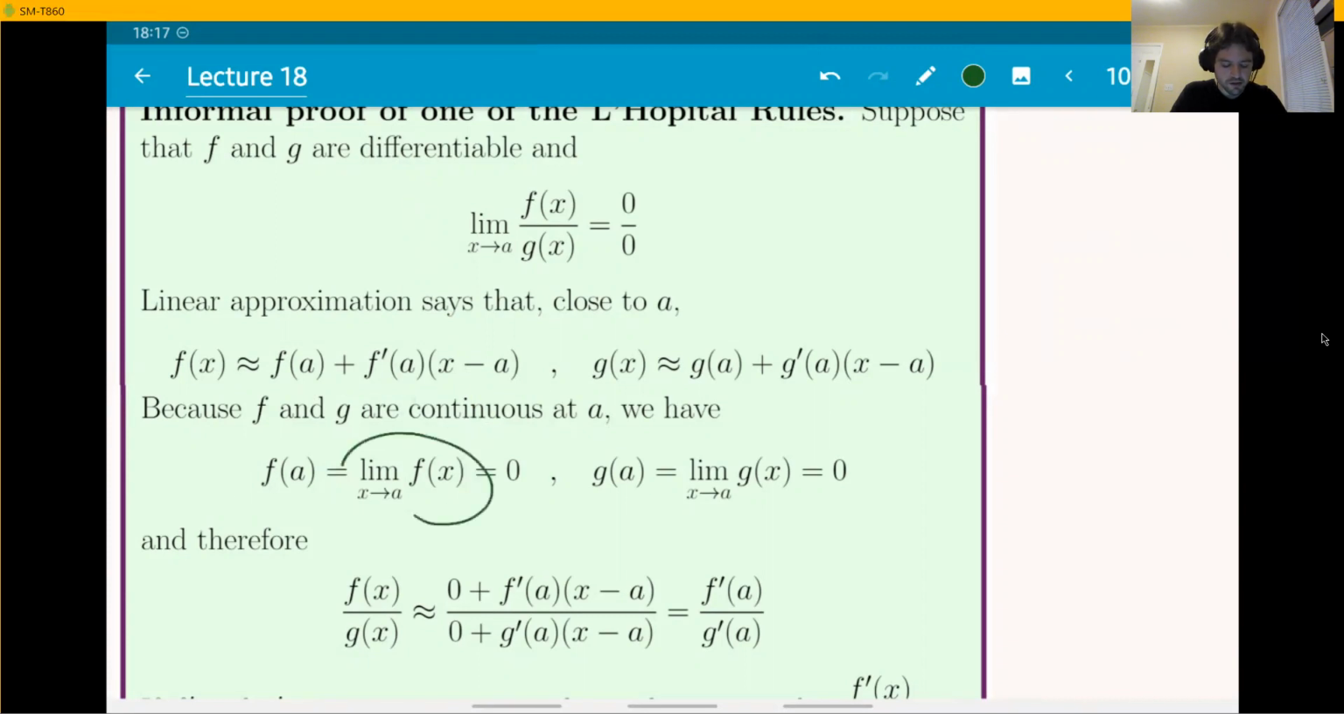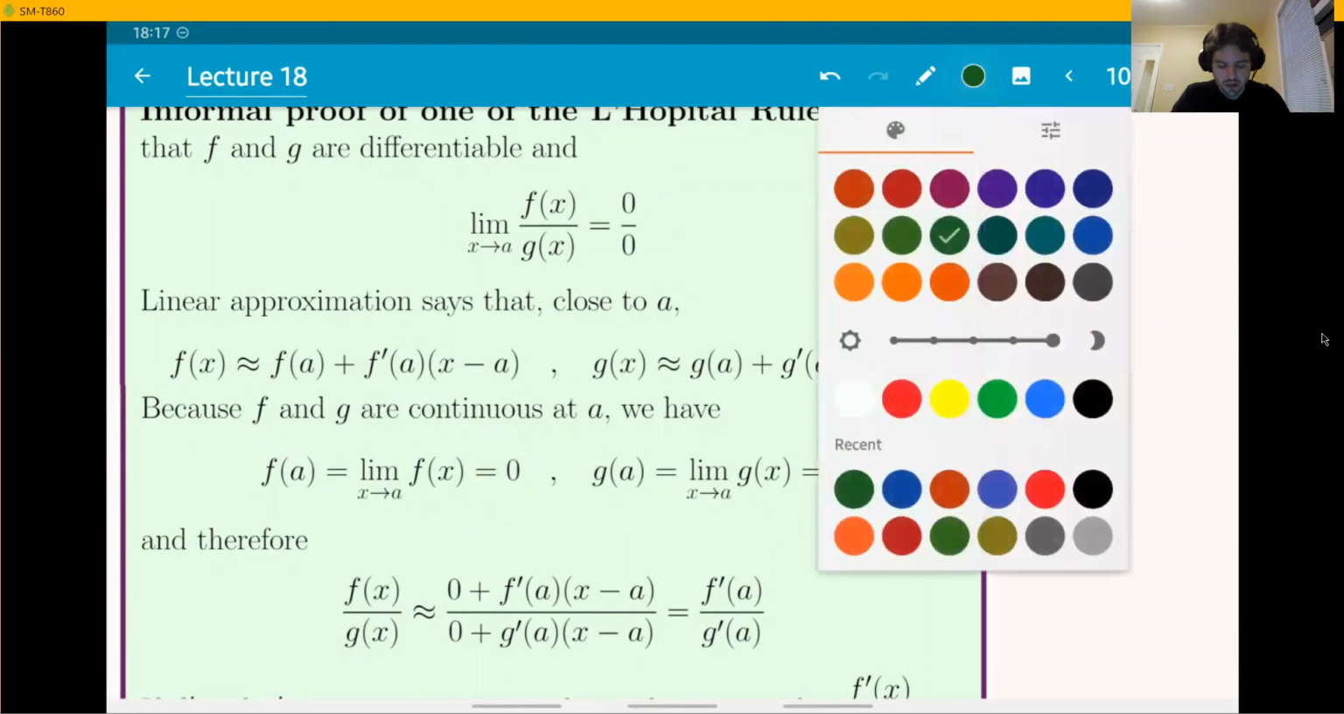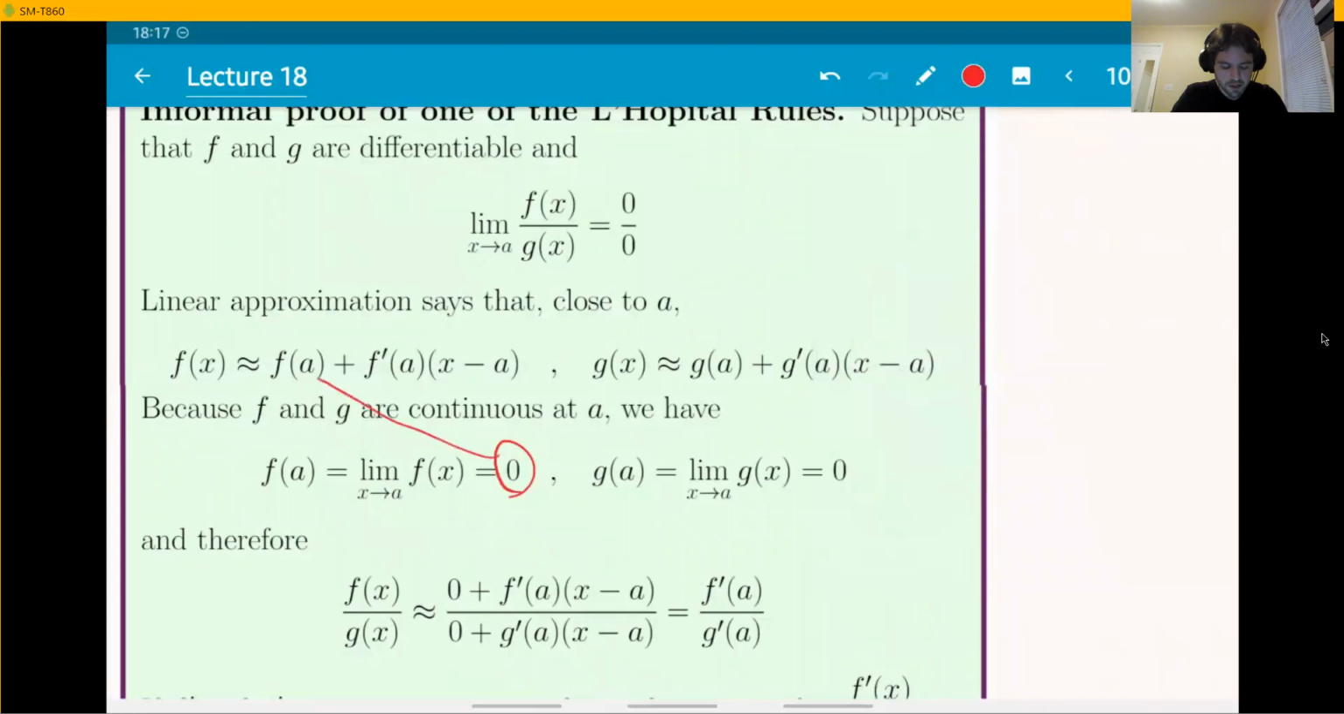And on the other hand, this limit, we were assuming that that's a 0. This was assumed up here. When we say that the fraction f over g is of the form 0 over 0, what we mean is that the limit of f is 0 and the limit of g is 0. So because of continuity, we know that f of a and g of a are both 0. So I'm going to replace those up here. This 0 is f of a, the 0 is g of a. So when you compare f over g, instead of writing f of a, I'm writing 0. Instead of writing g of a, I'm writing 0.